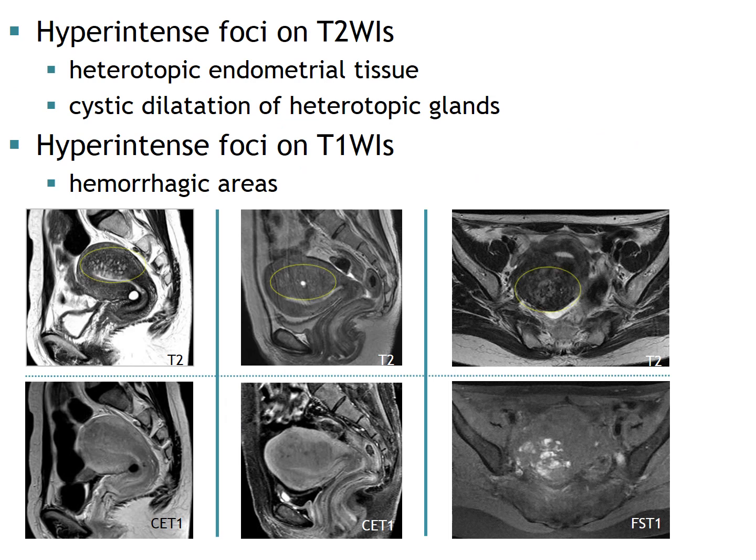These hyperintense foci on T2-weighted images represent heterotopic endometrial tissue and cystic dilatation of the glands, while these hyperintense foci on T1-weighted images are hemorrhagic areas. So if we compare T2 and T1-weighted images together, we may assess the extent of heterotopic endometrial tissue, extent of hemorrhage, and extent of surrounding smooth muscle hyperplasia.